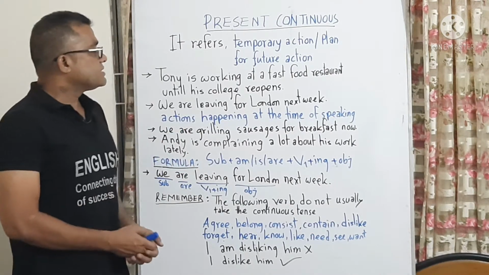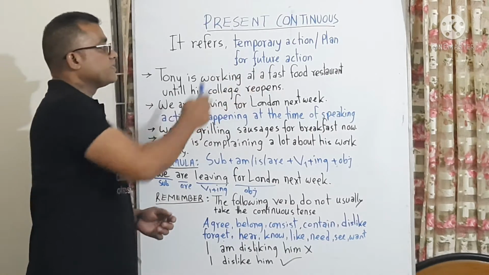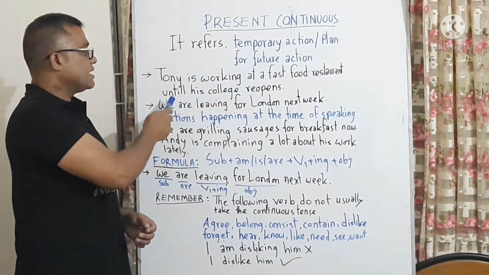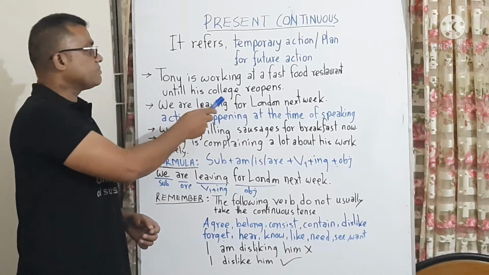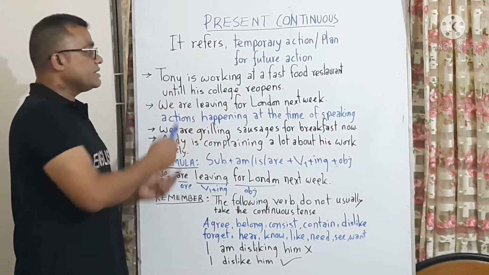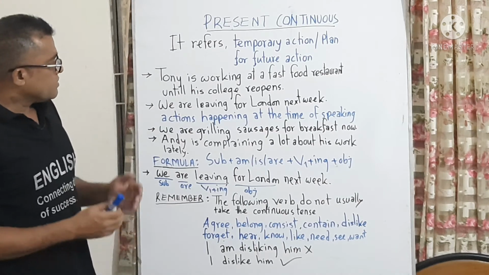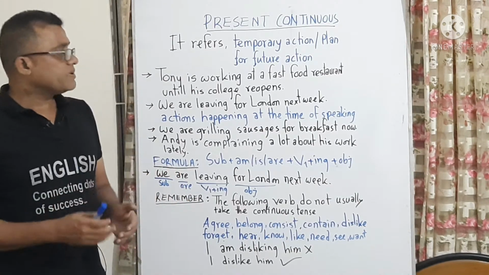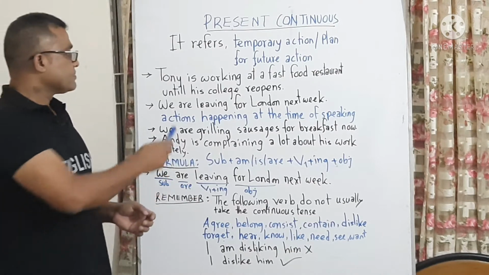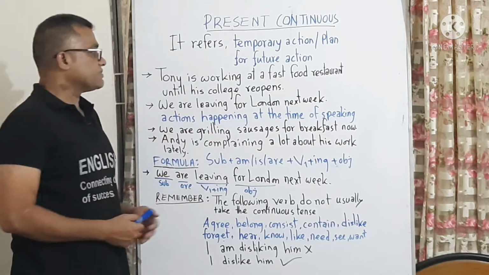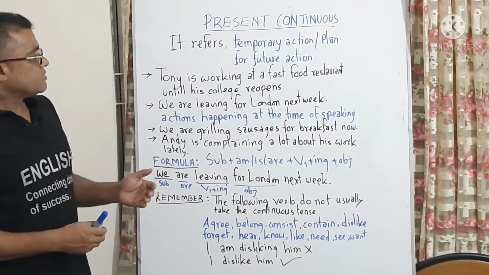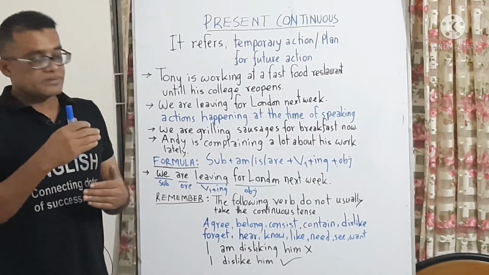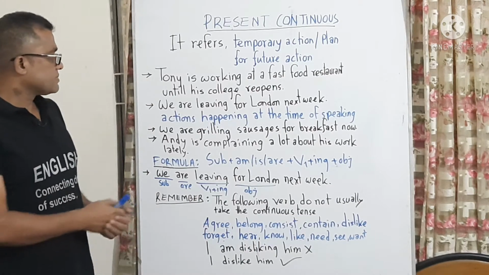Present continuous refers to temporary action or planned future action. Tony is working at a fast food restaurant until his college reopens. That means Tony is working at a fast food restaurant. It is a temporary work. We are leaving for London next week. It means that we are going to London next week. That means it's near future.